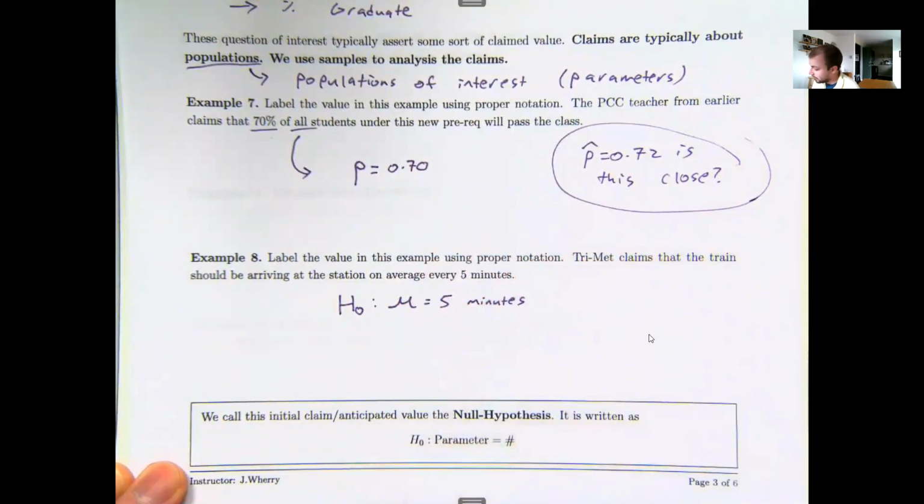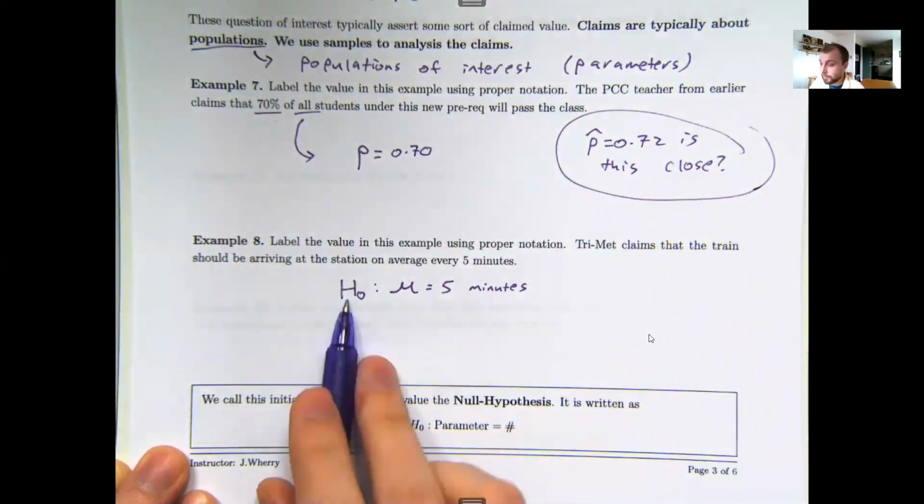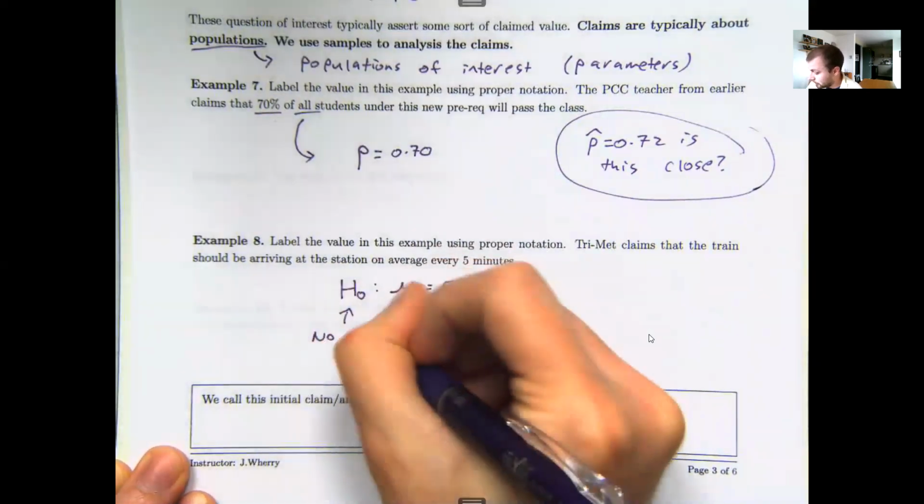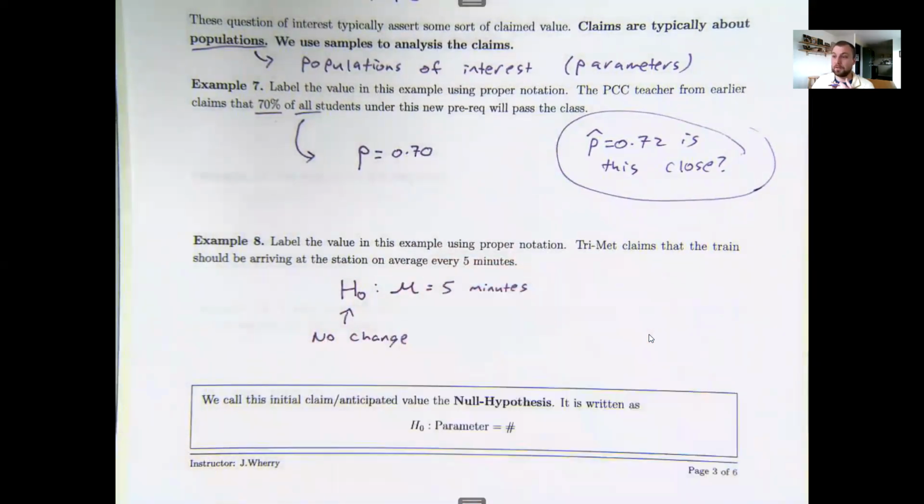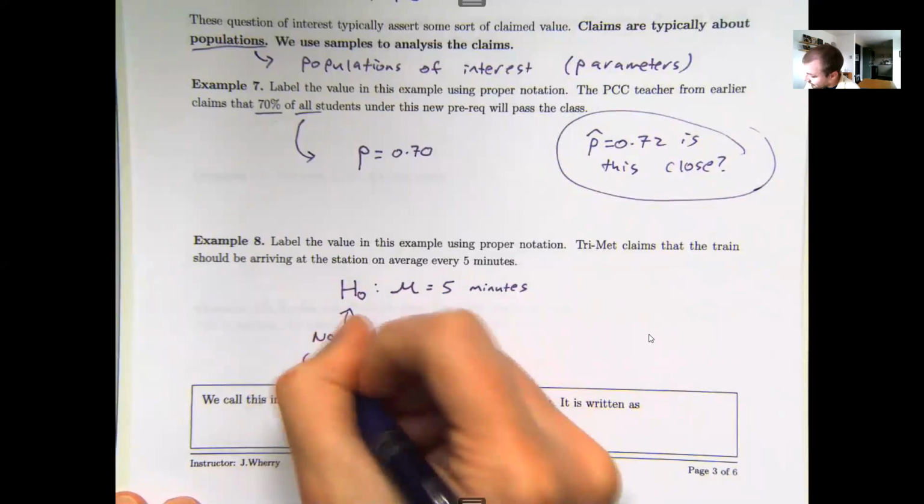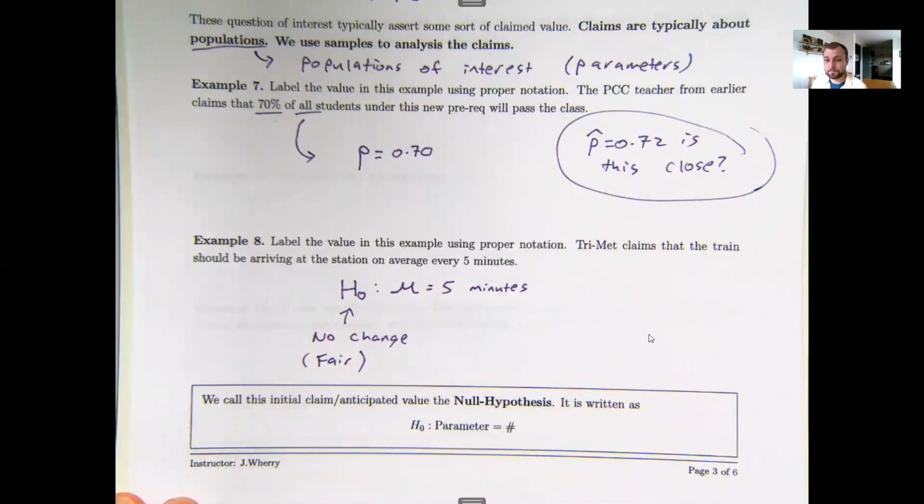When I'm writing down claims, it's always going to look like the null hypothesis. Null, this represents there being sort of no change. If I null a contract, there's no value to it anymore. If I null a bank account, it's at 0. So this represents things kind of staying static. So null means no change, and typically this represents a fair situation.